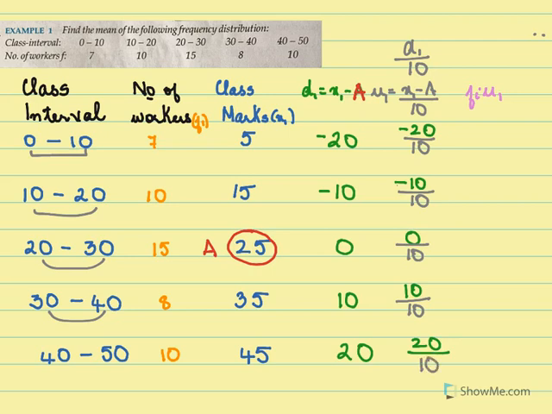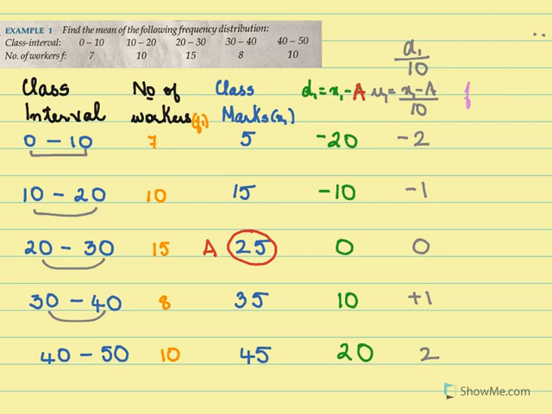So for the first class, we will get minus 2. Minus 10 divided by 10 is minus 1. 0 divided by 10 is 0. 10 divided by 10 is 1. 20 divided by 10 is 2.